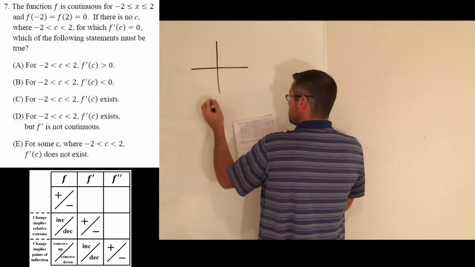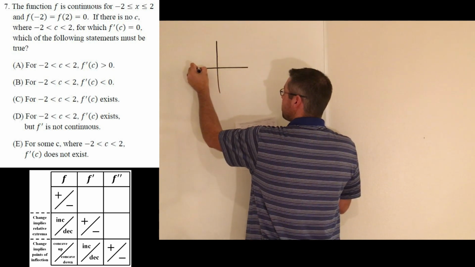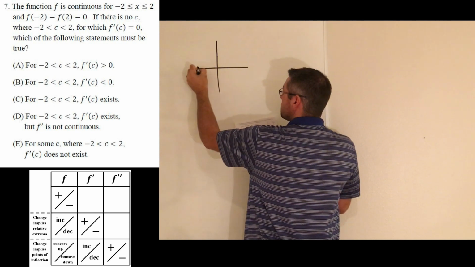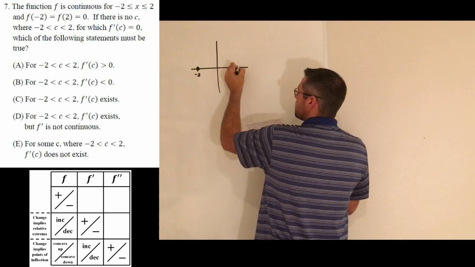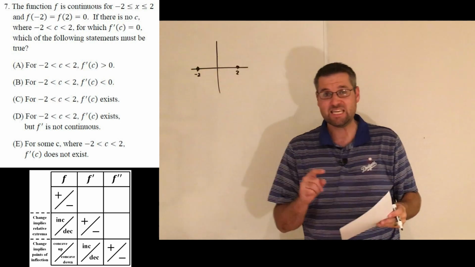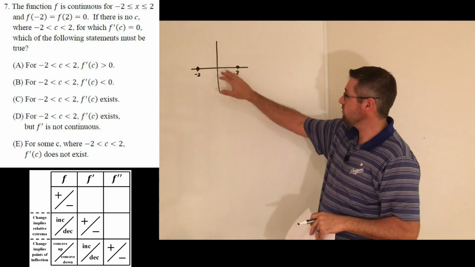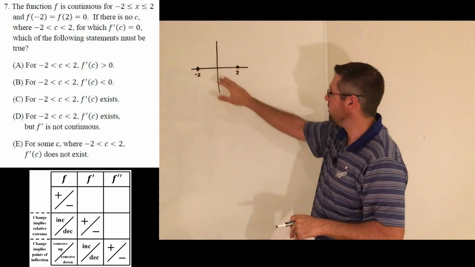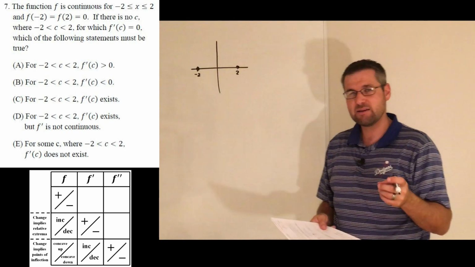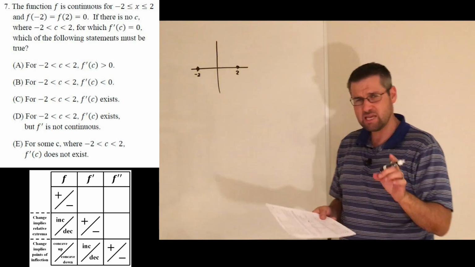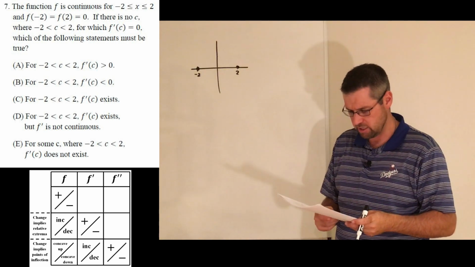So at negative 2, we have a value of 0. And at 2, we have a value of 0. Now this function is continuous over that closed interval. That means we've got to connect these 2 points somehow. But notice it doesn't say that it's differentiable. That's a key factor there. So pay attention to that.